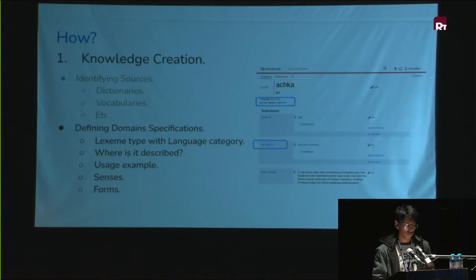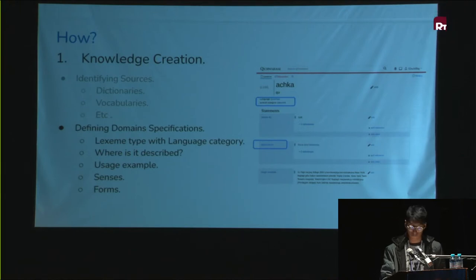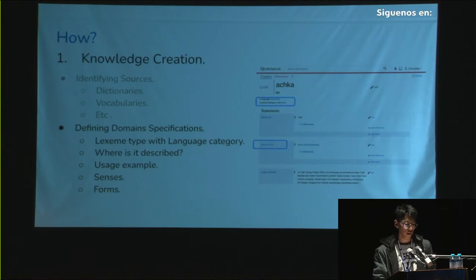For the domain specifications, we modeled what properties or features must be described for each type of instance in the Quechua knowledge graph. As shown in the image on the right side, for instance, a lexeme type should be described with language, category, lexical category, and some other properties.